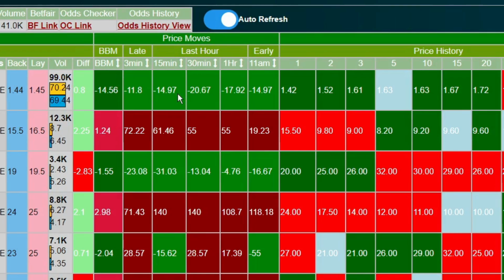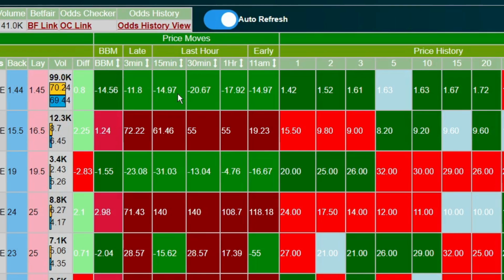So, for example, we're looking at this second favourite. If we look at the price history at 15 minutes, we can see that it's 9.60, and at 20 minutes it was 9.602. So when we look across left to its actual Betfair price, we can see that it's 15.5 currently. So in the price moves column, when we look at 15 minutes, we can see that there's been a drift of 61.46%, which would indicate, from the price history of 9.60 at 15 minutes to its current price now, 15.5, a 61.46% drift.